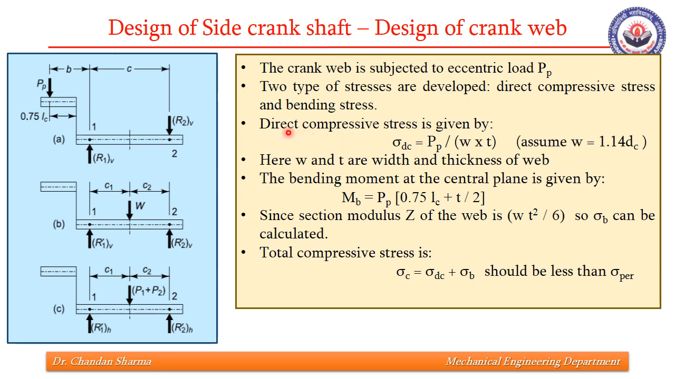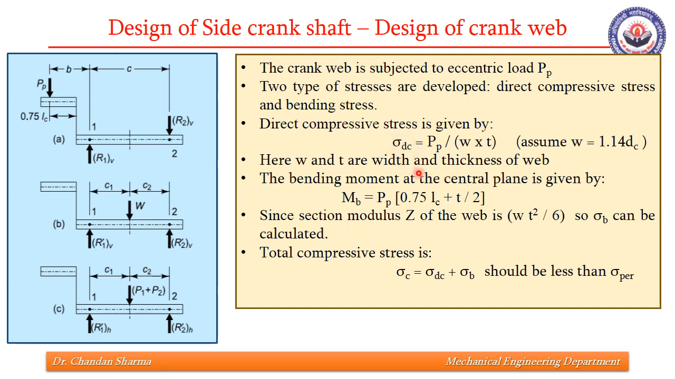So that compressive stress will be given by PP over area, which is W into T. We can assume W as 1.14 times DC. Thickness of web we have already found from the empirical relation in the previous slide. So we can find what is sigma DC, which is direct compressive stress.